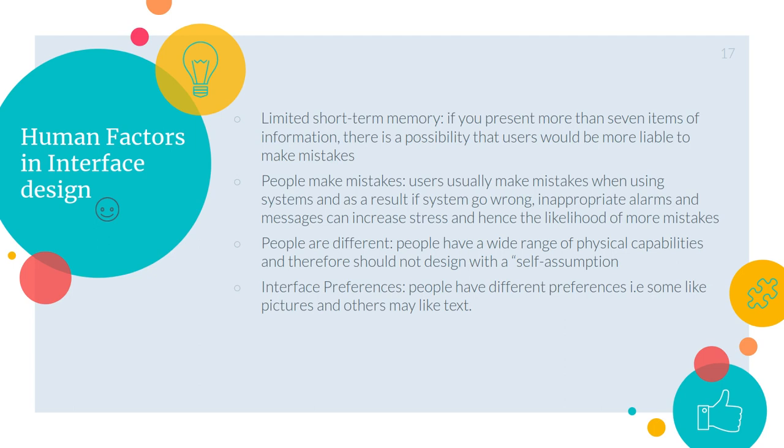So there are some factors that you have to consider when you are designing a user interface, and these are human-facing. The first one is limited short-term memory. If you present more than 7 items of information, the user is more liable to make mistakes. As humans, we do have short-term memories. We do forget things. So when you are designing your system, make sure you consider that as well.